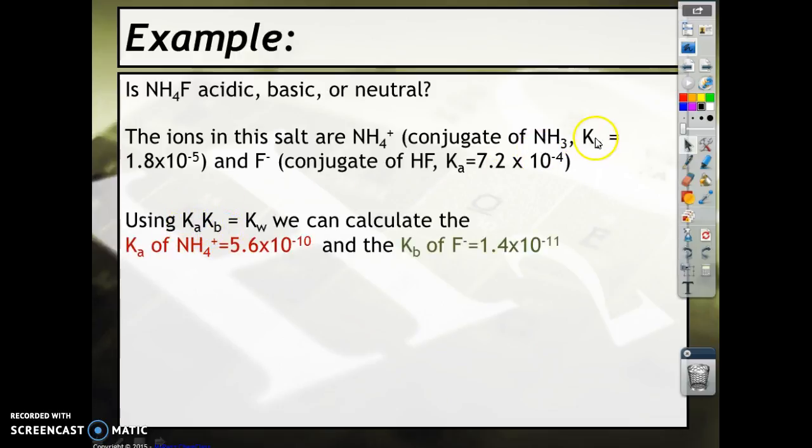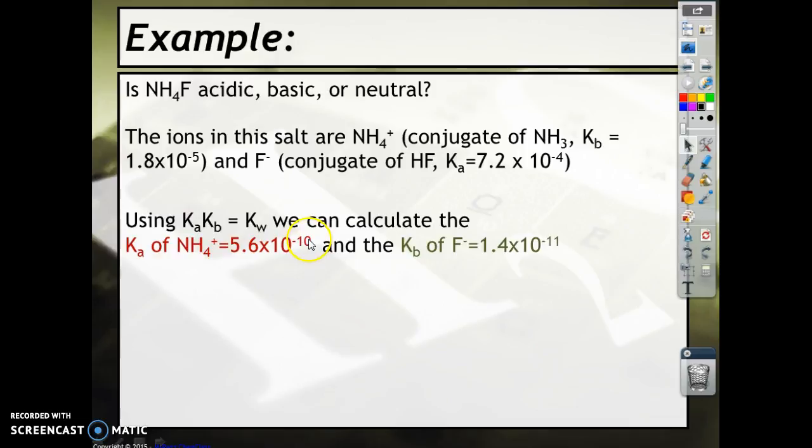I plugged in my Kb down here and my Kw, 1 times 10 to the negative 14, to get my Ka of NH4. Same thing for my HF. Plug this in for Ka, solve for Kb, and I get this number out. Now I can compare these two. Which one is a bigger number?